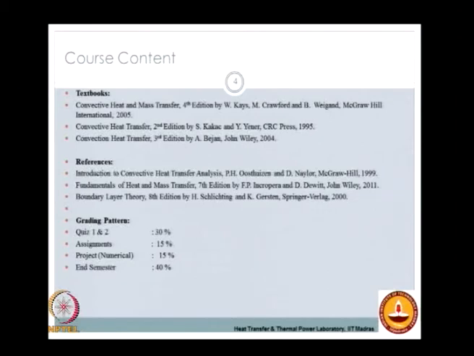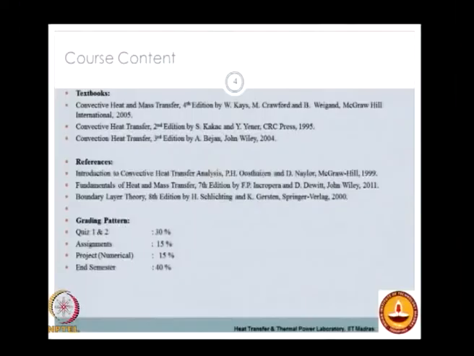And coming to the grading pattern, I wanted to distribute the grading uniformly across all the assignments and the project as well as your exams, so that's how I distributed them. Your quizzes have a weightage of 15% each for the 2 quizzes, so it's about 30% totally. And coming to the assignments, we will give about 6 assignments, including some where you need to apply numerical methods, and that will be given a weightage of 15%, and your final project will carry about 15% weightage, and your end semester will be about 40%.